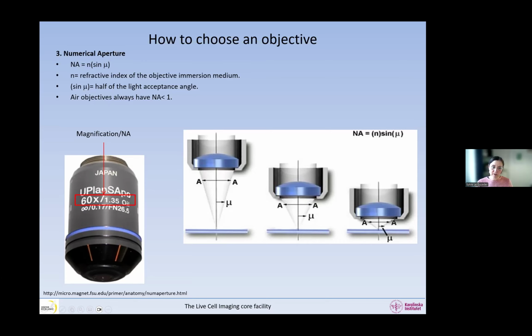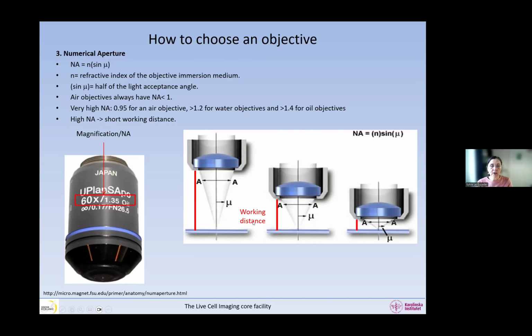Air objectives, if we calculate everything, can never have a numerical aperture of 1. So 0.95 for an air objective is very high. For a water objective, anything above 1.2 is very high, and for an oil objective, anything above 1.4 is very high. So you will see all these. So this one is not a very high aperture because it's below 1.4, and it's an oil objective.